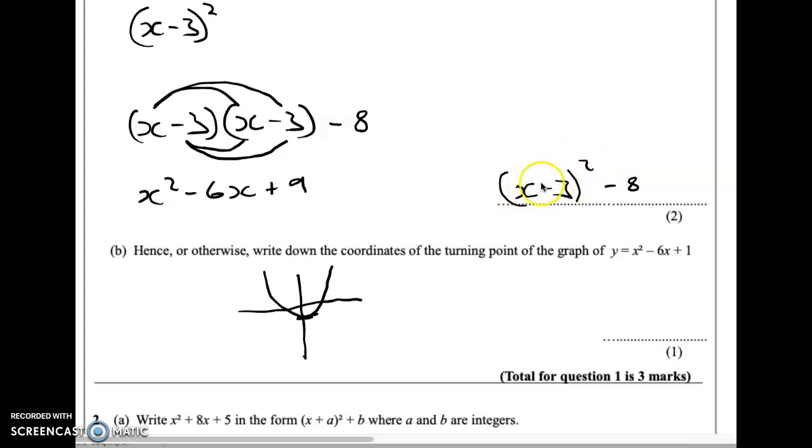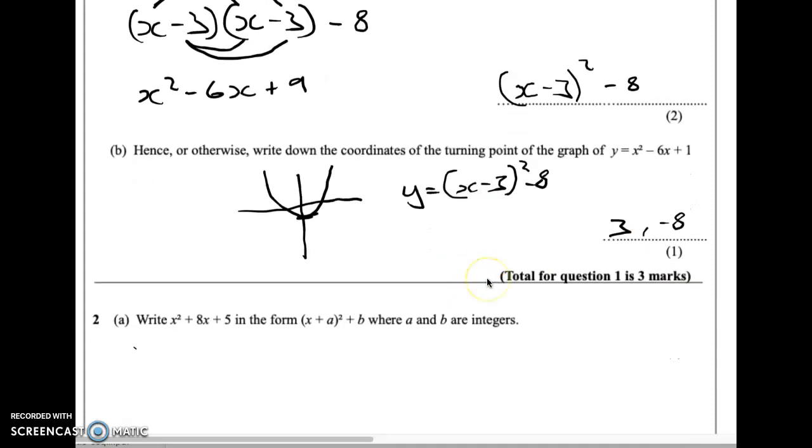And for it to equal 0, x has to equal 3, right? So we know that x equals 3, and when x equals 3, y equals minus 8, because this is the same as y equals (x minus 3) squared minus 8. So when x is 3, y equals minus 8. Okay, hope that makes sense.